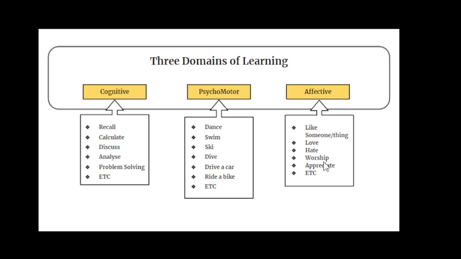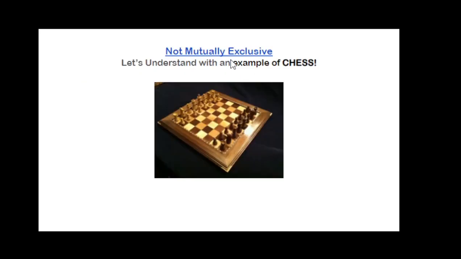So the one thing we need to note here is that in the three domains of learning, one can lead to another, and it's not that cognitive is different and psychomotor is different. Let's see how that works with an example. Let's take the example of a chess game. First of all you need to know the rules. You need to know how to play chess, how the pieces work.